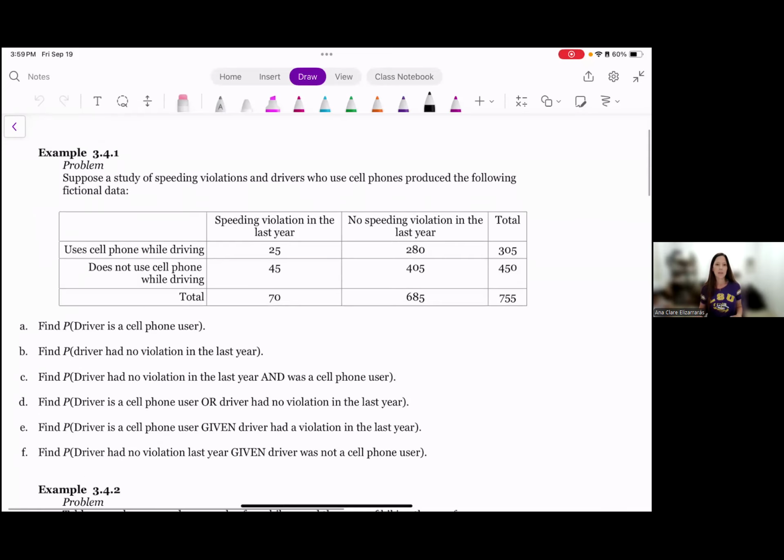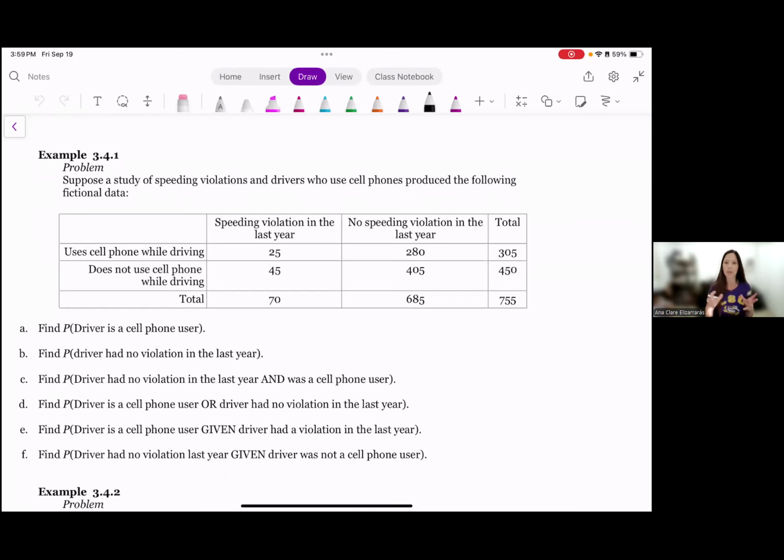The table that is given to us here is already complete. There are totals and values. All of the rows sum to a certain value, all of the columns sum to that same value. And we're going to go through the table and calculate a few different things. So first of all, we are asked to find the probability. This is a study of speeding violations in drivers who use cell phones, and it's a fictional study. So we're asked to find the probability that a driver is a cell phone user.